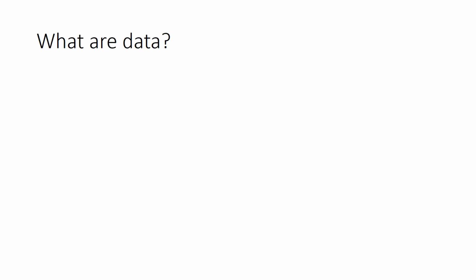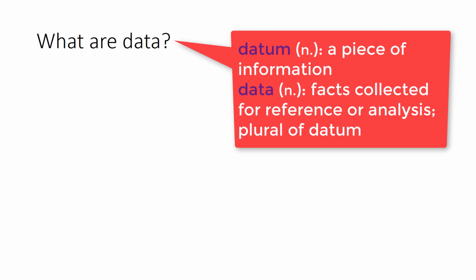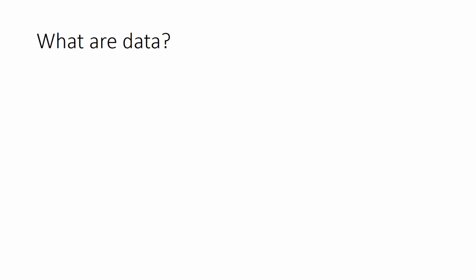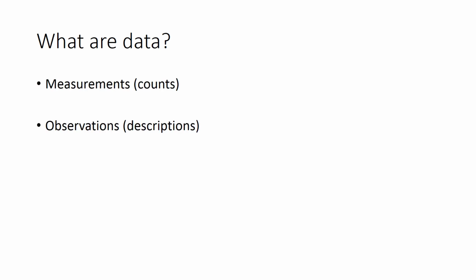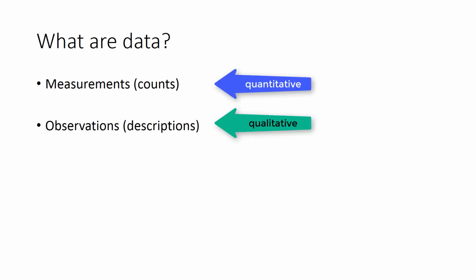And in case you're wondering, that's not a typo up there. The correct way to word this would be what are data, not what is data. The word data is plural, the singular is datum, so that is grammatically correct. So what qualifies as data? Well, data come in two general forms, quantitative and qualitative. This is a very fancy way of saying that data can be measured and can be observed. In short, we can count things, and we can also describe things.